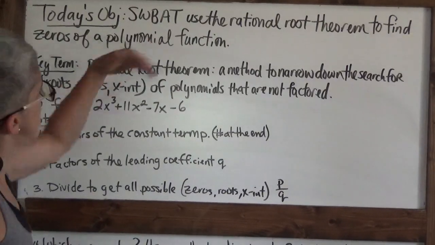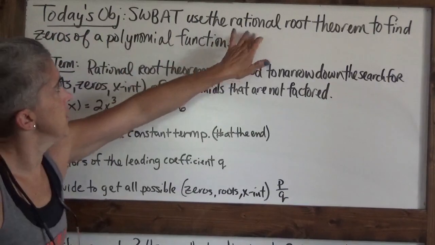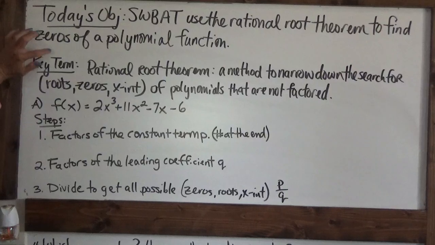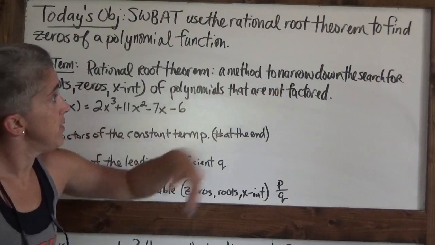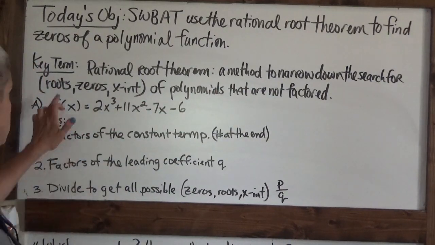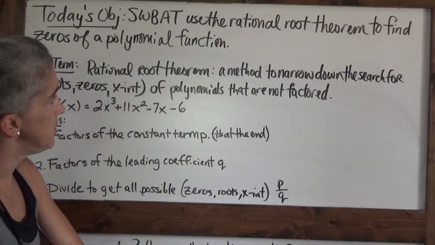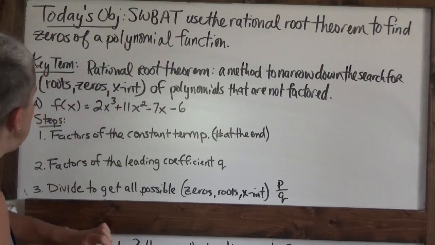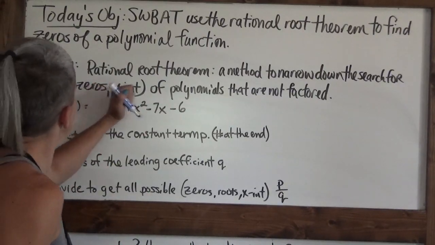Alright, so today we're going to be talking about using something called the rational root theorem to find zeros of a polynomial. This is for when you're given a polynomial that's not factored and you can't find the zeros. This is another method to narrow down the search for these roots, zeros, x-intercepts, those mean all the same thing, of polynomials that are not factored. That's what the rational root theorem is. Alright, we're going to do two examples here.